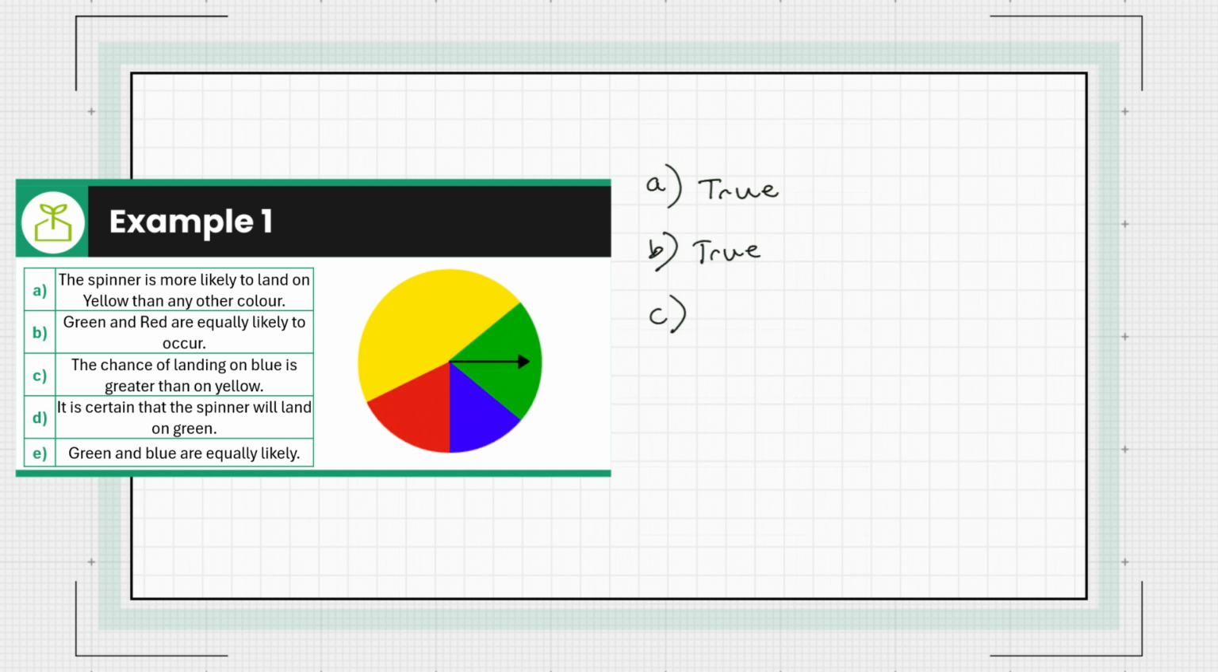Okay, the chance of landing on blue is greater than yellow. Blue is much smaller than yellow, and that means that this is false. It is much more likely that we will land on yellow than land on blue.